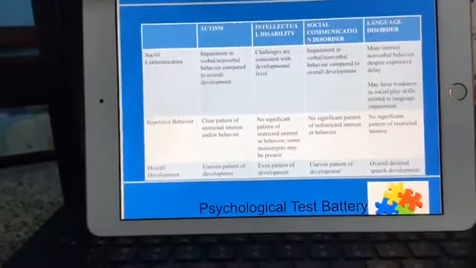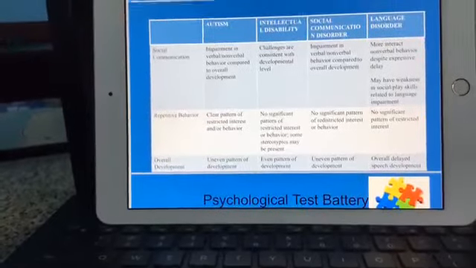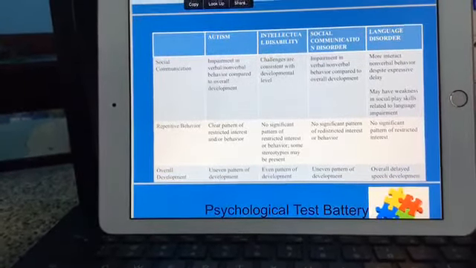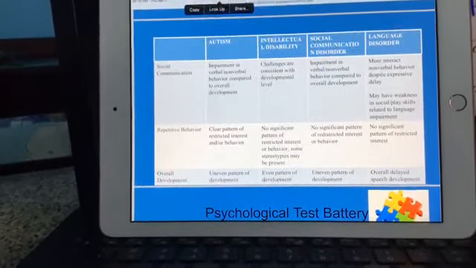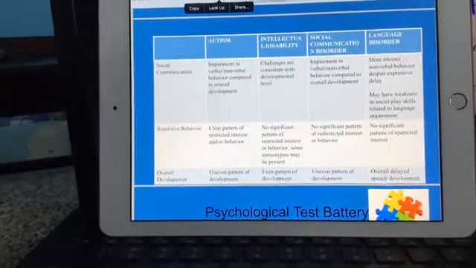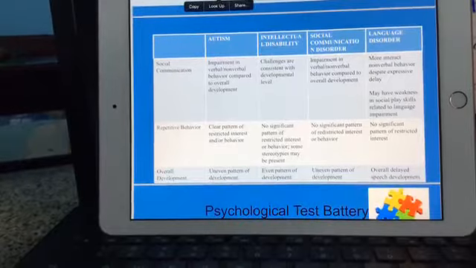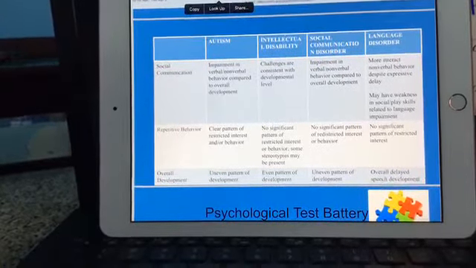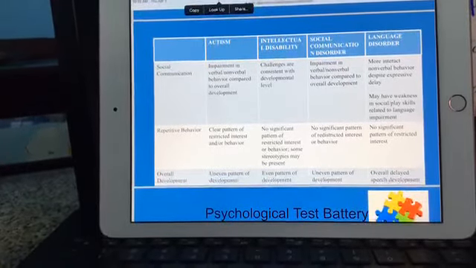So I created this table here because these are the four main diagnoses that have similar characteristics to autism spectrum disorder. Remember, for a child to be diagnosed with autism spectrum disorder, they must have difficulty with social communication and repetitive behavior. And then we'll talk about their overall development. Intellectual disability is one where you may also notice that a child exhibits behavior similar to that of a person diagnosed with autism.